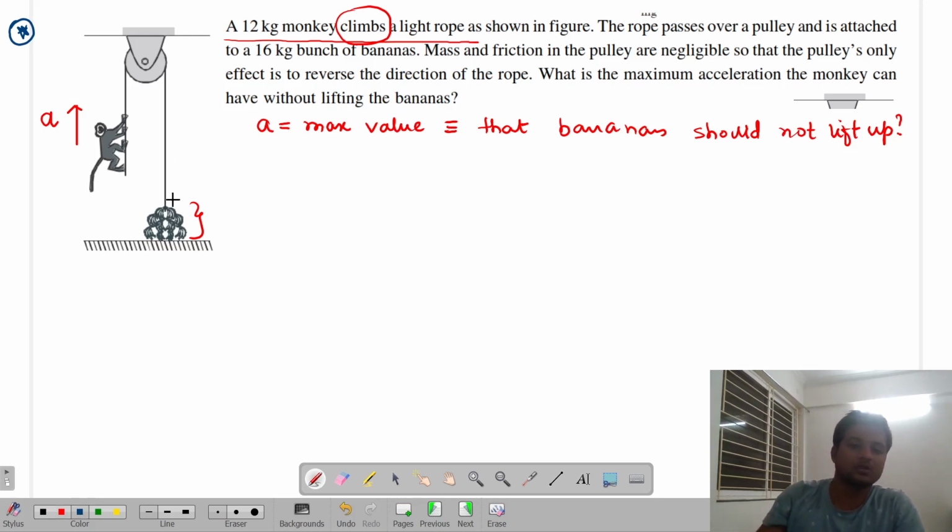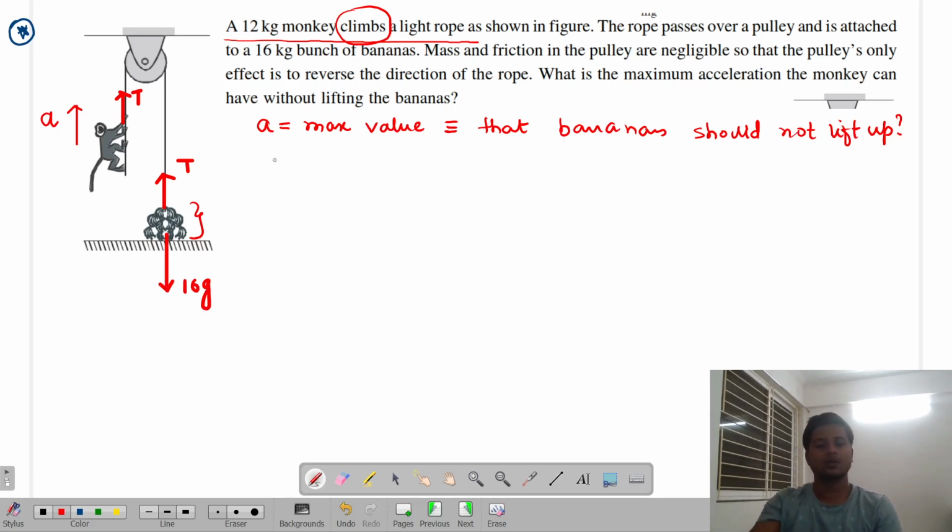So basically, whatsoever happens, since the thread is one, the tension will be the same, only T and T, isn't it? And therefore, here the banana's weight is given, so the tension will be nothing but 16 g. Finish. But we have asked for the a max, not the tension. Yes, now you tell me.